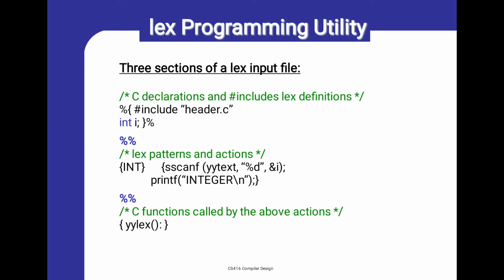So, for example, C declaration, three sections of a Lex input file. The first section is delimited by %%. Here we include all the Lex definitions and the header files which are included in the C file. Next is patterns. Pattern means if we declare data types or anything else, they are written between double percent signs. Next, the C functions called by using the above function, the yylex function. These are the yylex functions. That is about Lex.